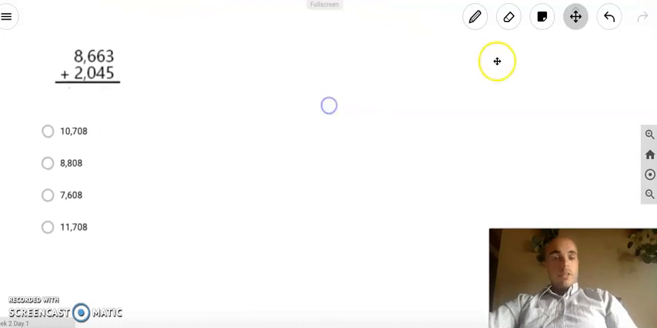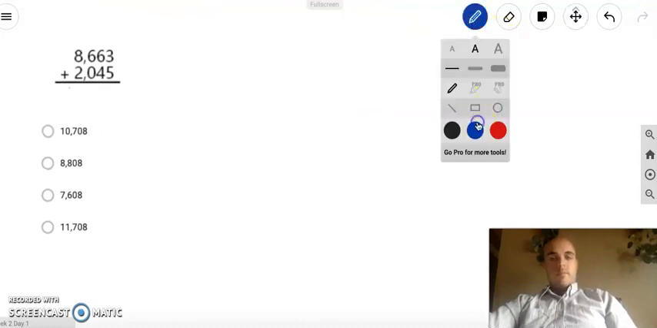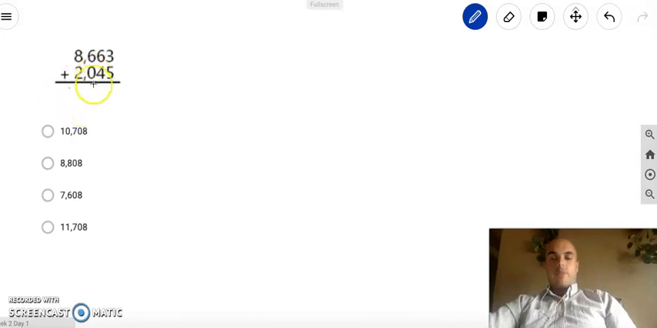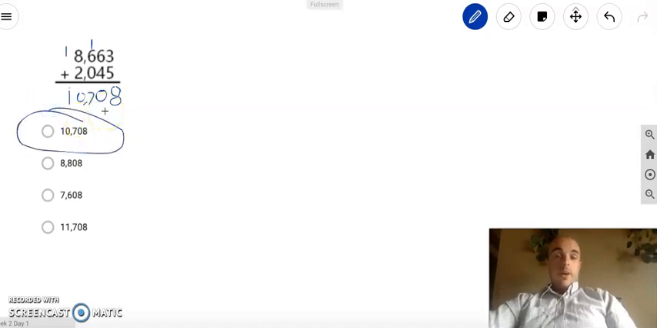Okay, one last piece here. This is an example, as always, off of our assessment. I need to add these two numbers. So a little change of pace from our subtraction today. 3 plus 5 is 8. 6 plus 4 is 10. 1 plus 6 is 7. A plus 2 is 10. Carry the 1. Bring it down. 1, 2, 3, comma, 10,708. And that's the top answer right there. Awesome. Okay, I look forward to seeing your work, and I'll see you guys tomorrow.